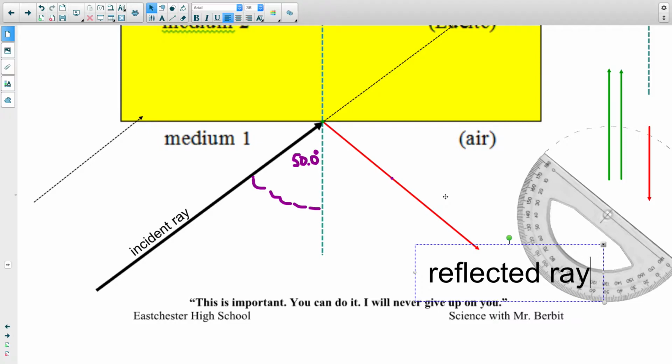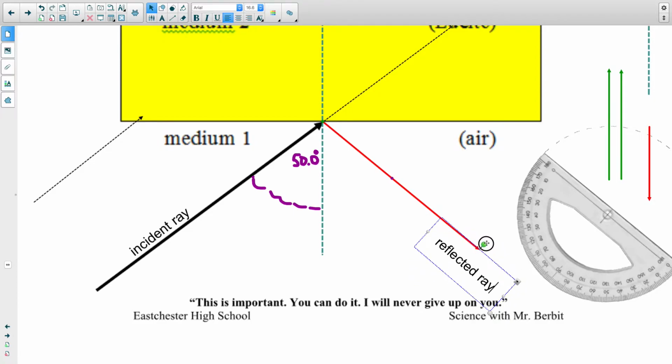Reflected ray. All right, reflected ray. A little intense with that font. There you go. Here's our reflected ray. Good.